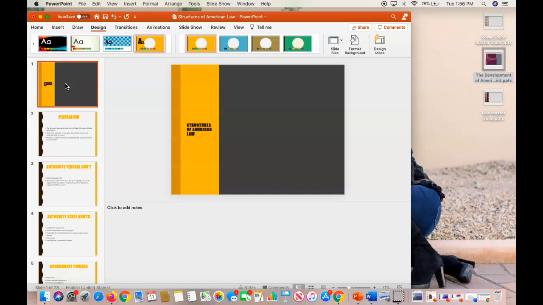Last week, we spoke about the development of American law. Positive law, natural law, precedent, and stare decisis, to name a few. This week, we are going to learn about some key structures of American law.